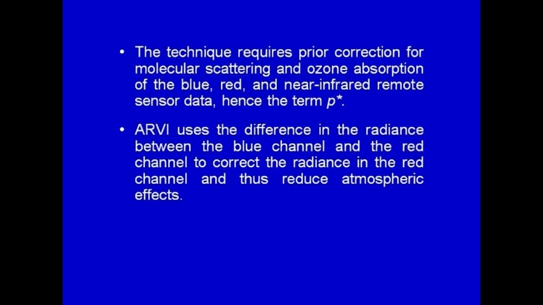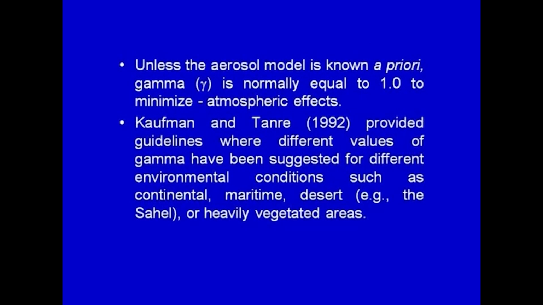ARVI uses the differences in the radiances between the blue channel and the red channel to correct the radiance in the red channel and thus reduces the atmospheric effects. Unless the aerosol model is known a priori, gamma is normally equal to -1 to minimize atmospheric effects.